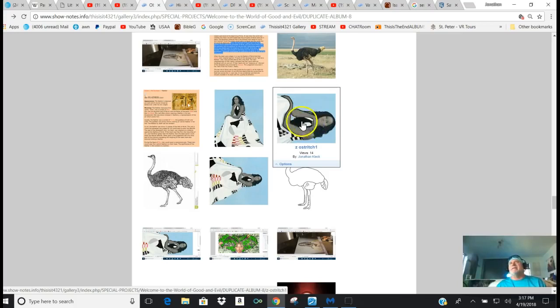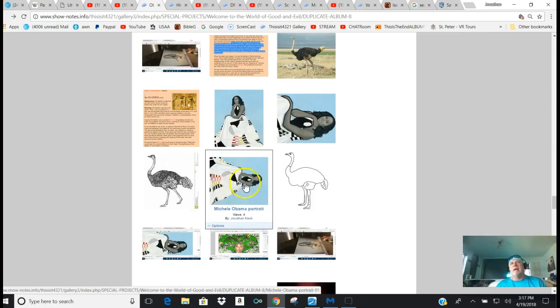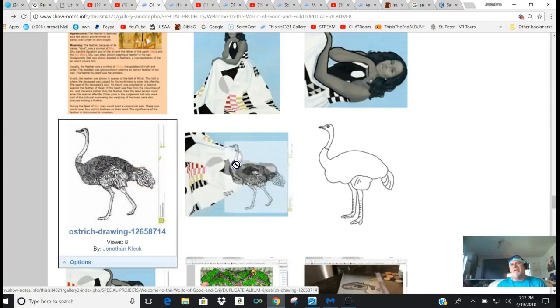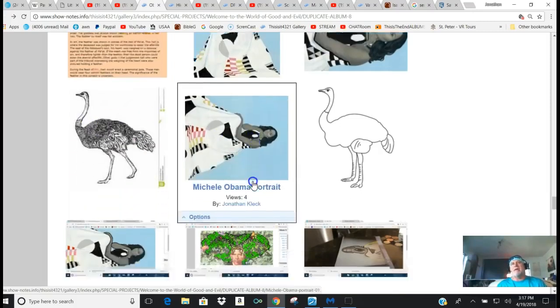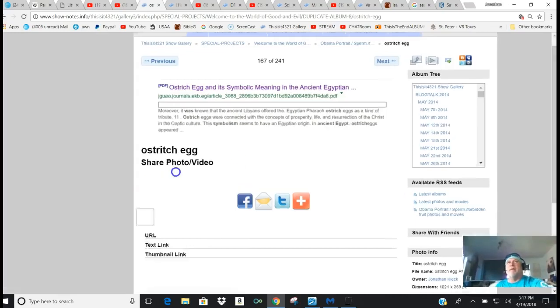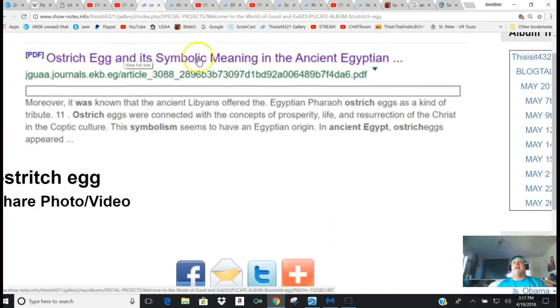But you know what? That's also an egg, isn't it? It sure is. Look at that. Let's just look right there. Is that an ostrich? And that's doubling as the white plumes on the feather as well as an egg. Because let me show you what the ostrich egg means in Egyptian theology, because it's kind of important. Ostrich eggs and its symbolic meaning in ancient Egyptian theology.